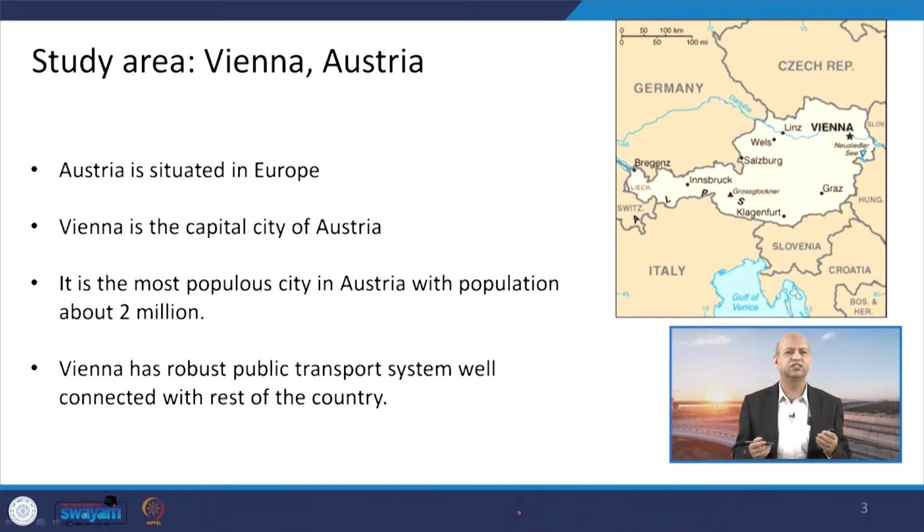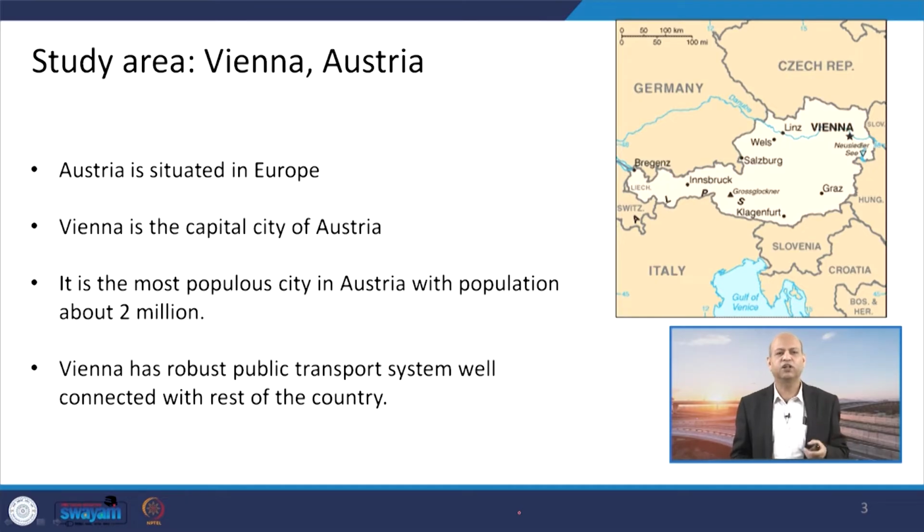So, the study area is Vienna in Austria, which is in Europe, because Austria is one country in Europe, and Vienna is the capital city of Austria. It is the most populous city compared to other cities of Austria, with a population of 2 million. So, please do not consider cities like Delhi or Mumbai, which are 10 times more populated. It is a small city in that sense, but in the European or Austrian perspective it is the most populated. It has a robust public transportation system which is well connected with the regional economic activities.